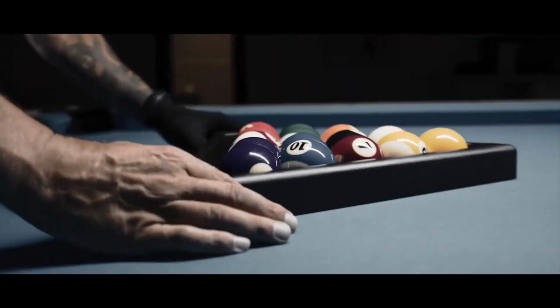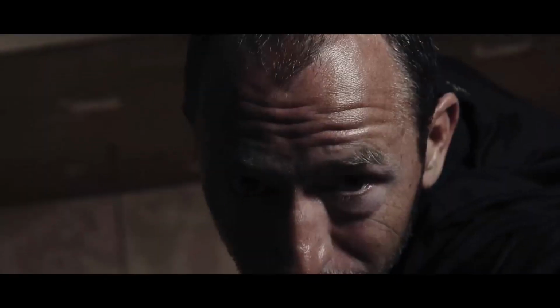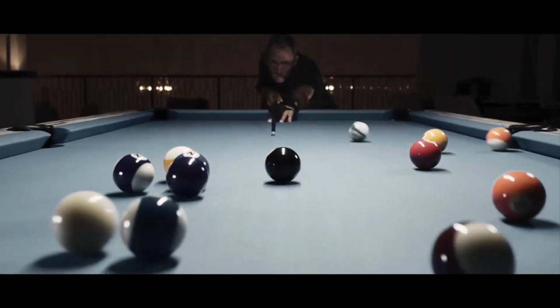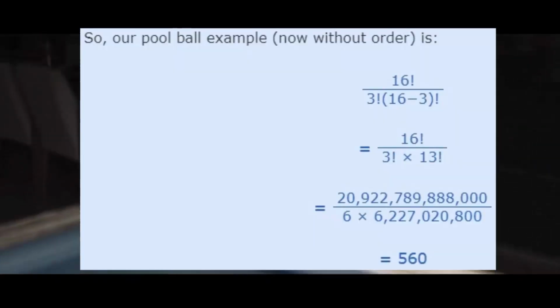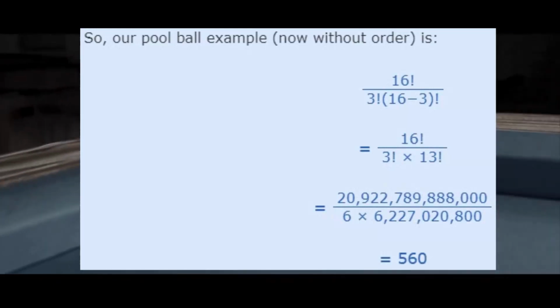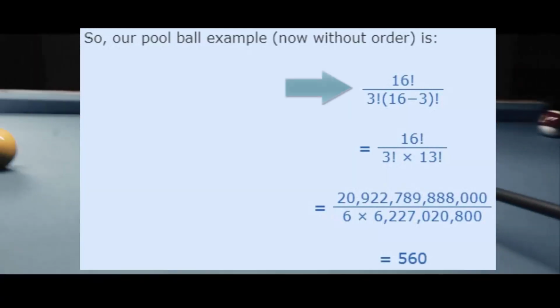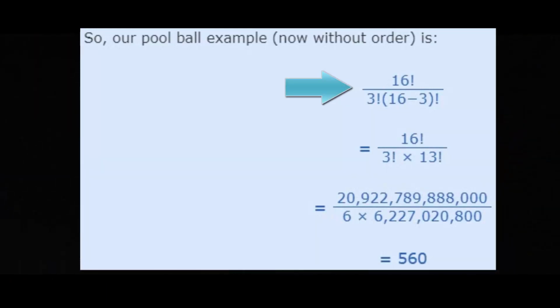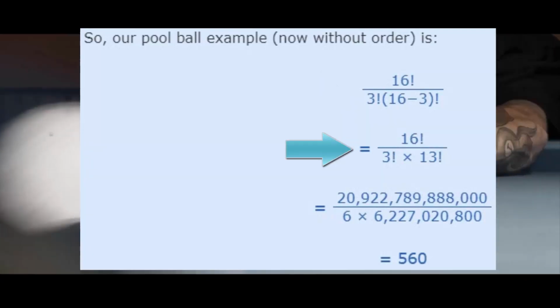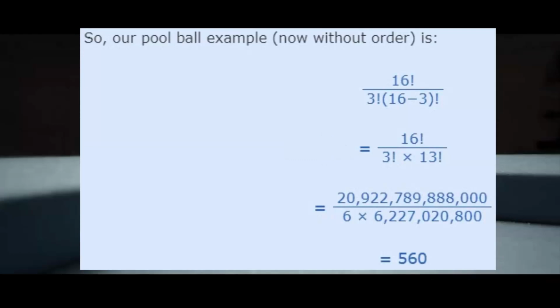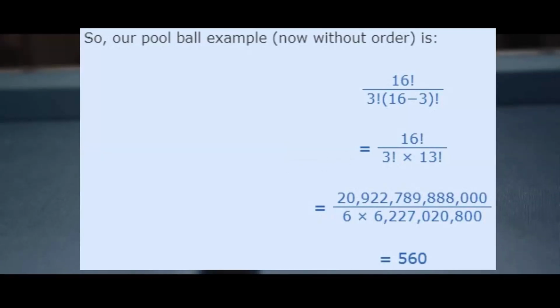But let's go over the example. If we have 16 pool balls and we choose 3 of them, first we look at 16 factorial over 3 factorial times 16 minus 3 factorial. If we solve that, we have 16 factorial over 3 factorial times 13 factorial. You can just look at that and see where the math is coming from.